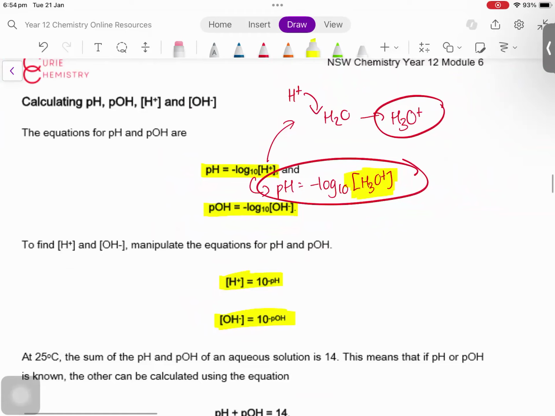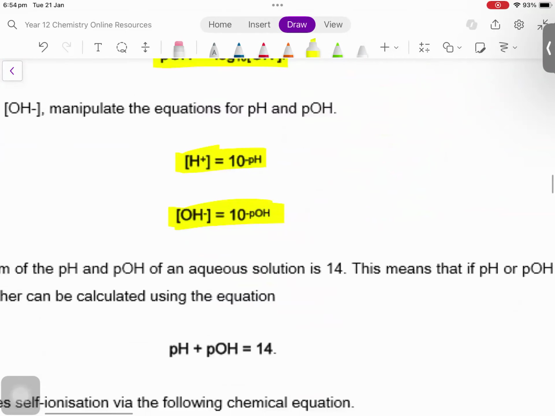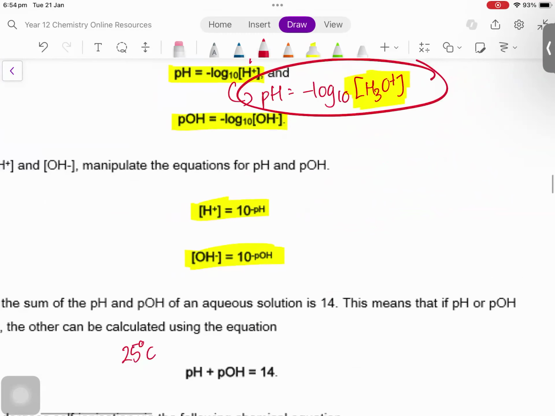And then one last one. If you're at 25 degrees Celsius, I'll show you the proof later. We'll make the questions harder, but just to get you started, if you're relating pH and pOH, pH plus pOH is equal to 14. So if they've given you pH and they ask you for pOH, you just rearrange it. pOH is 14 minus pH, for example.